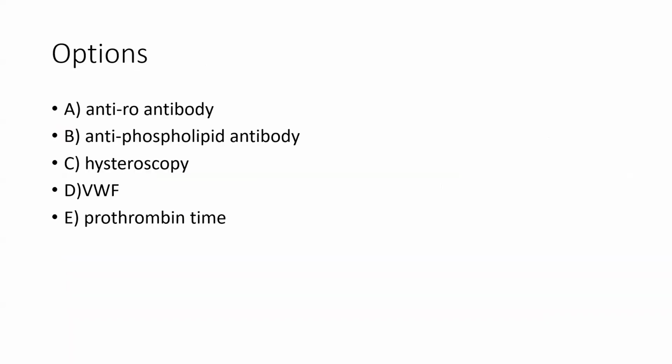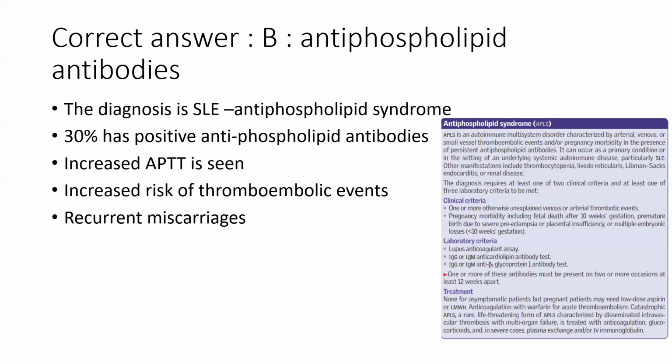Is it anti-Rho antibody? Is it phospholipid antibody? Is it hysteroscopy? Is it VWF? Or is it prothrombin time? So by now we have the diagnosis, which is SLE, and that is causing the antiphospholipid syndrome. And that's why the correct answer is antiphospholipid antibody.